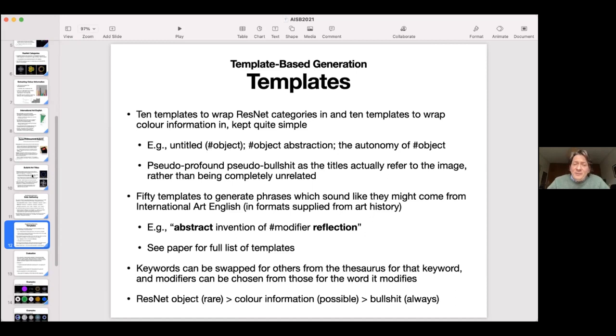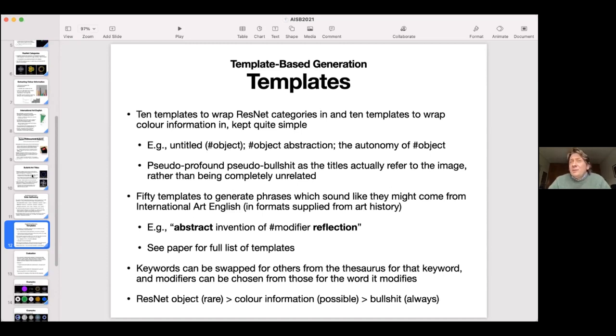So very straightforward. You can switch in and out different words for the keywords, and you can put modifiers in there and get lots and lots, loads. I don't know how many, but tens of thousands of different phrases from these 50 templates. And they're used in order. ResNet object categorizations are quite rare. I think it's something like 1 in 20 you get of those.